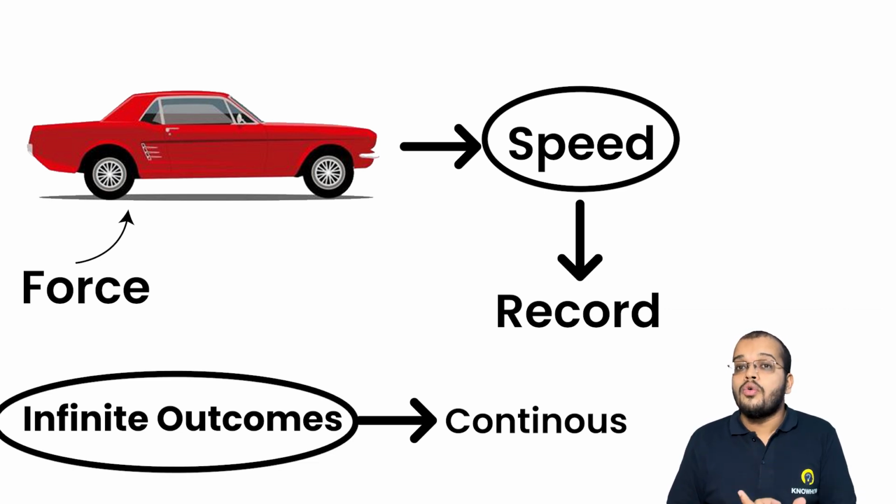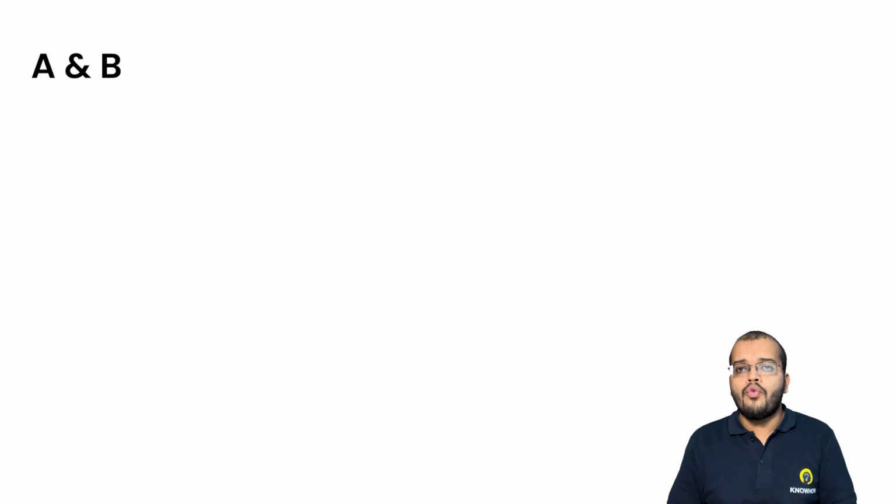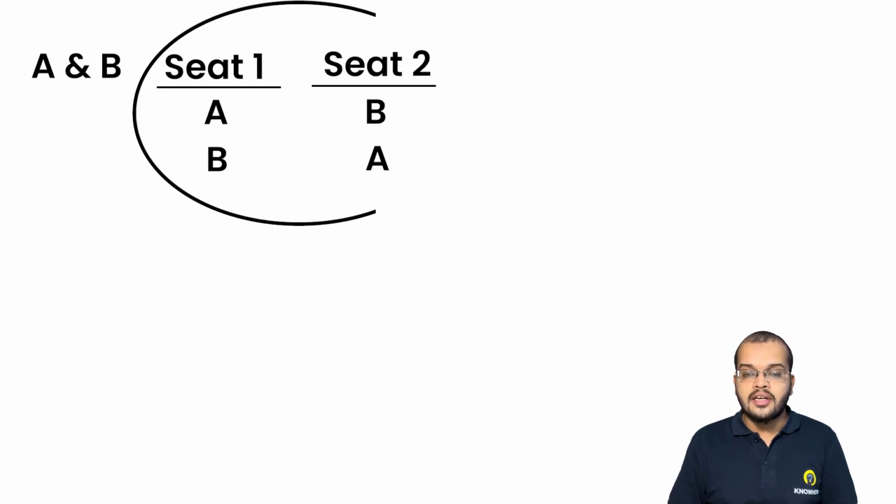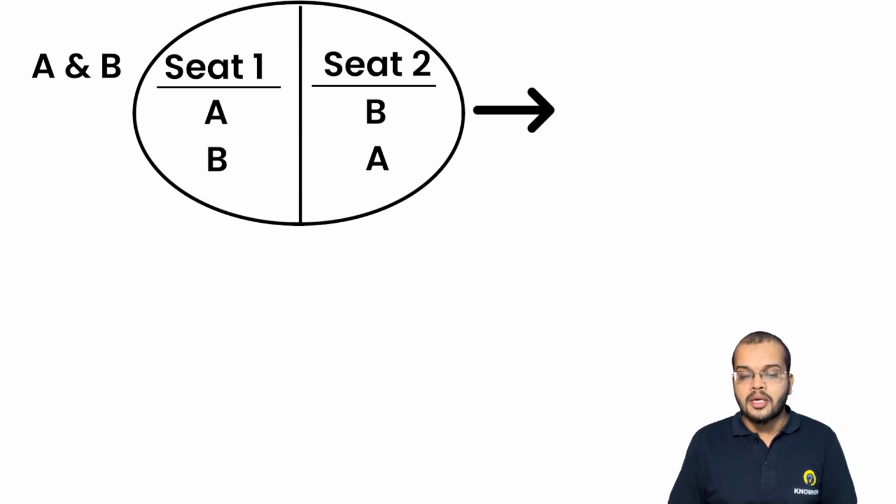Now let's see another type of distribution. For this, let me take two events, A and B. Let me give a small example. There are two seats in a movie theater, seat number 1 and seat number 2. A can sit in seat number 1 and B in seat number 2, or B can sit in seat number 1 and A can sit in seat number 2. The reason for telling you this example is that there are only two possible outcomes.